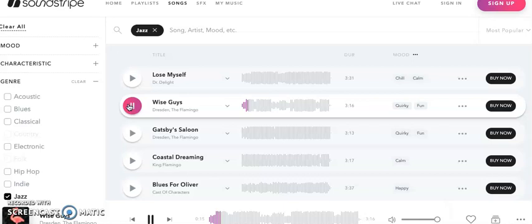And also be mindful. Certain individuals can't have music. It sets them off into a spiral of sound and stuff like that. So keep that in mind. Just FYI, but I did want to introduce the Soundstripe platform to you.